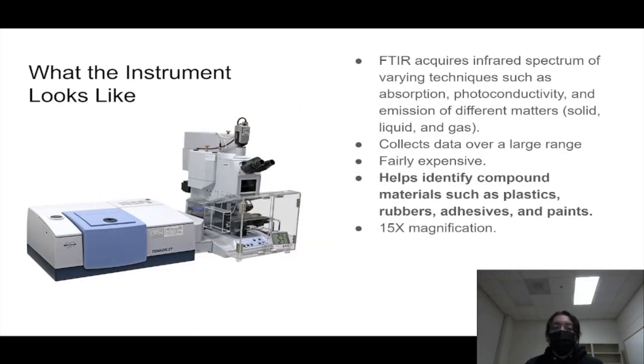So hi, this is Merida, and we're going to start off talking about the FTIR device, and here you can see it on the left side. What it does, it acquires infrared spectrum of varying techniques such as absorption, photoconductivity, and emission of different matters such as solid, liquids, and gas. It has a capability of collecting data over a large range. It's fairly expensive. It helps identify compound materials such as plastics, rubbers, adhesive, and paints, and it has 15 times the magnification.